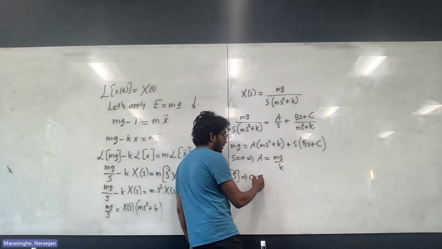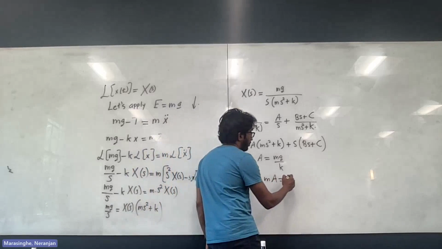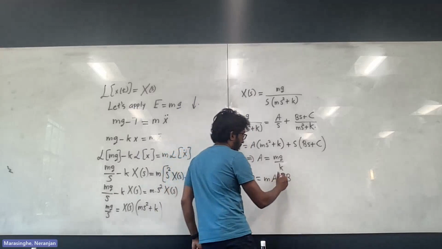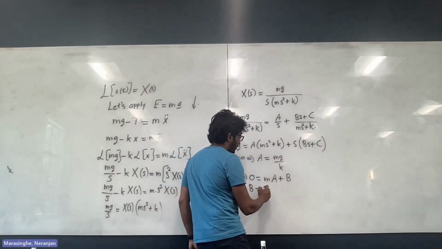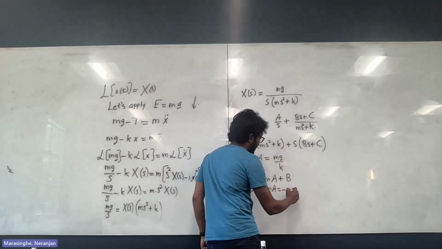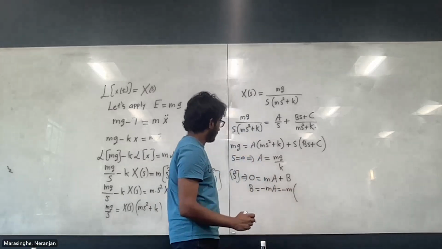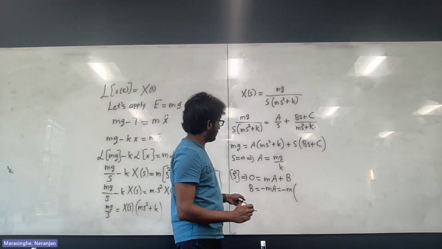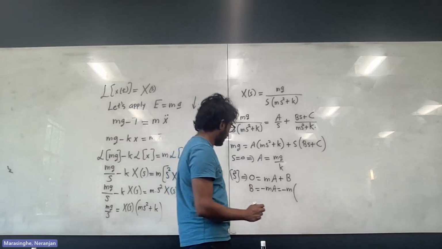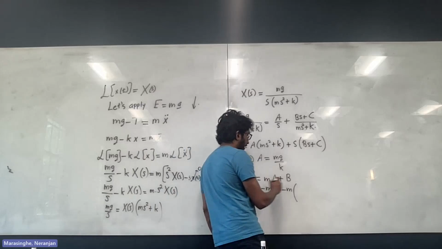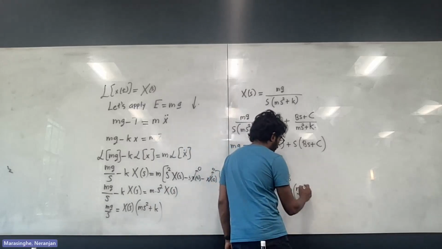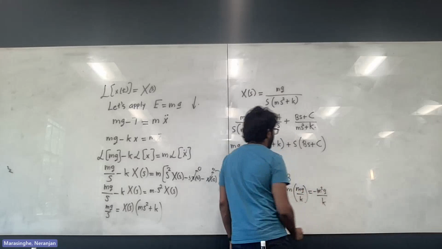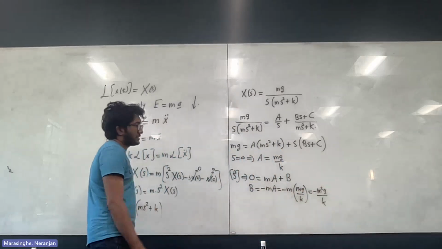So you would get 0 equals m times A plus B, right? So B is equal to minus M times A, which is mg divided by K. So B is equal to minus M square G divided by K. Okay. What can you say about C?